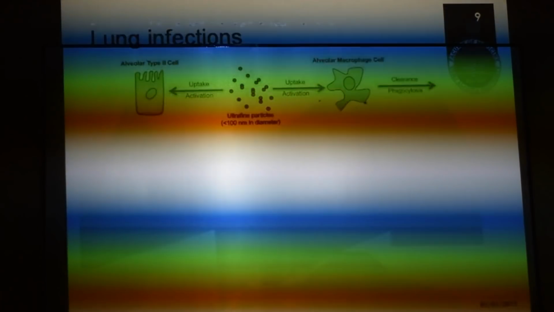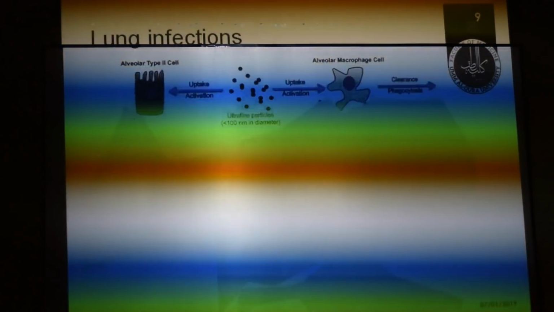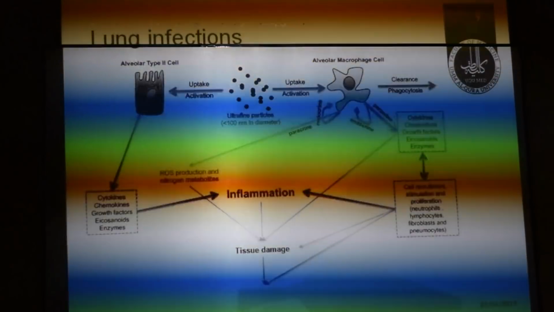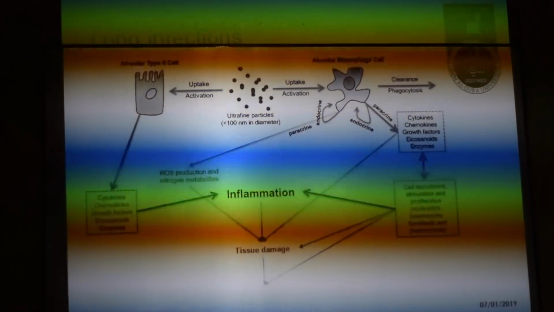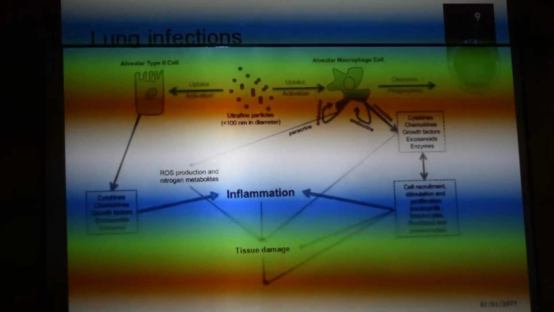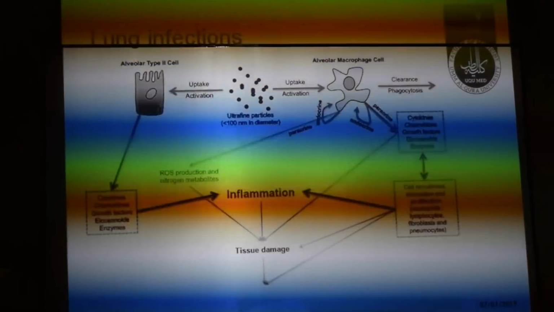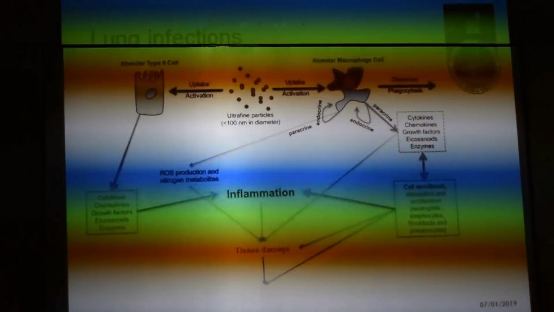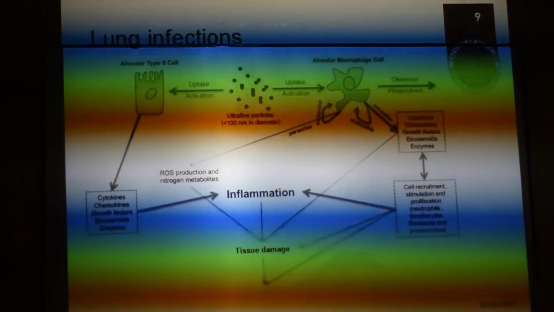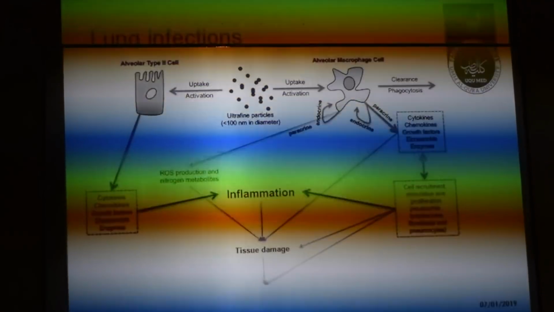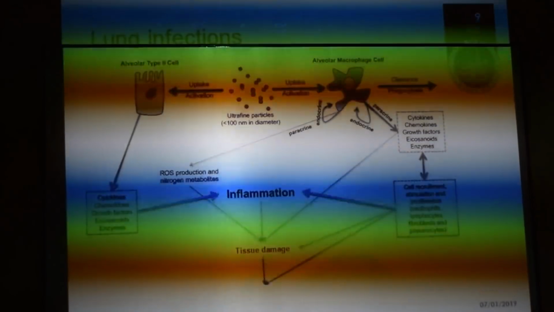Here, whether it's the alveolar type 2 cells or the alveolar macrophages, whenever the antigen is taken up, they both participate in inflammation. How? By producing cytokines, chemokines, growth factors. Whether it is the alveolar type 2 cells or the macrophages, they both can produce the same things, and that will enhance the inflammation. And finally, the inflammation results in damage to the tissue.